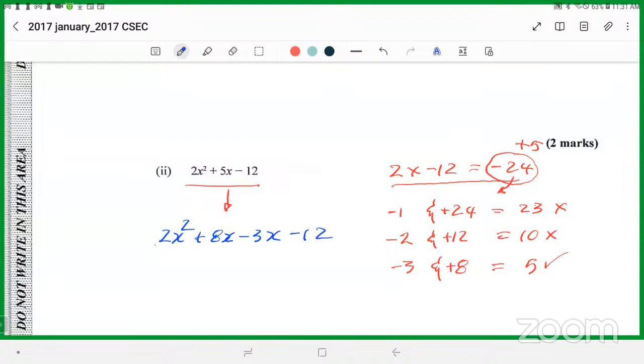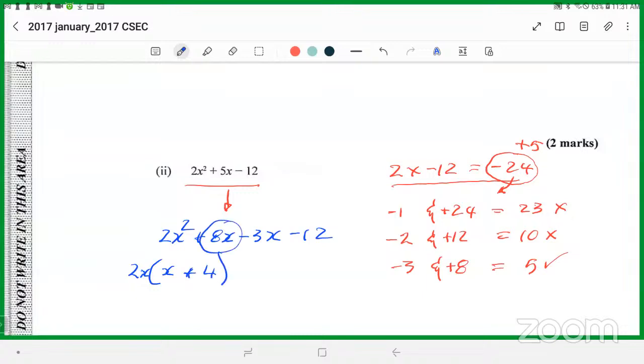So you're going for the highest common factor in these first two terms. The highest common factor is 2x, not just a common factor. So factorize 2x out of these. Out of this one, I'm left with an x. Out of this one, I'm left with a positive 4.